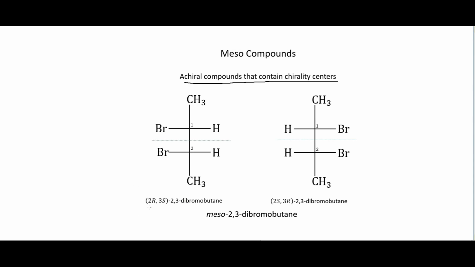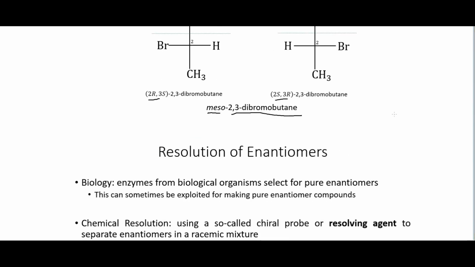So we can call one 2R,3S and one 2S,3R, but that's just the numbering convention. These are the same compound, and so instead of listing them as two different compounds, even though they're the same compound, we can just call it meso-2,3-dibromobutane, and so that is what the meso compound thing is.